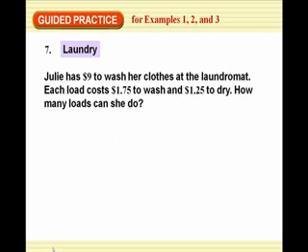Okay, the guided practice number 7 says laundry. Julie has $9 to wash her clothes at the laundromat. Each load costs $1.75 to wash and $1.25 to dry. How many loads can she do? Well, I guess what I would do in this case is I would see how much does it cost for her to wash and dry one load. So I'm going to take $1.75 and $1.25 and add those together, which is going to be $3. So it takes $3 to do one load.